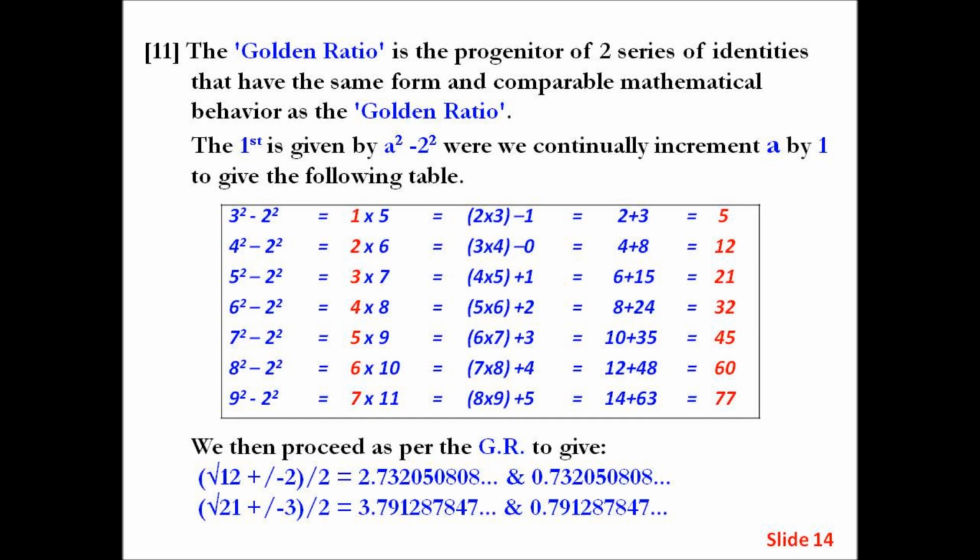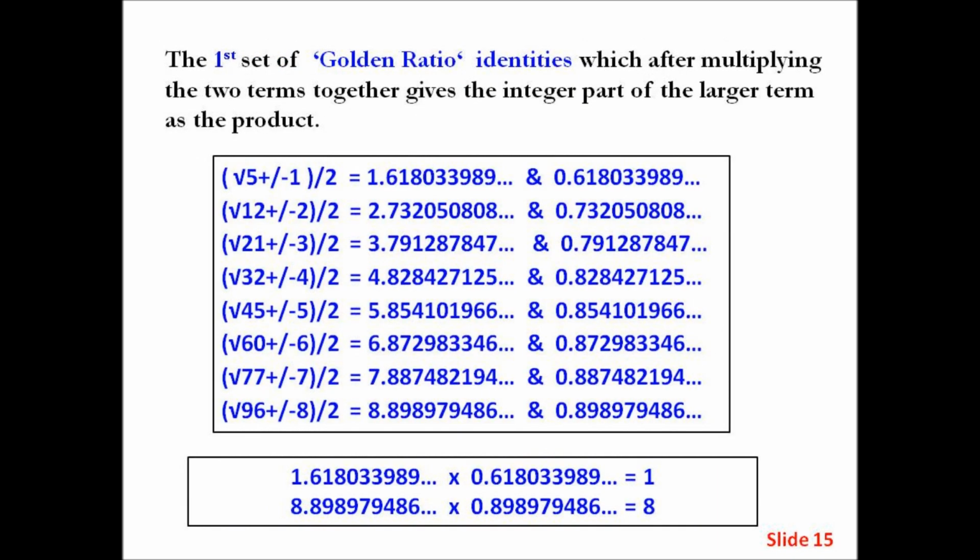2.732050808 and 0.732050808. Root 21 plus or minus 3 all divided by 2 is equal to 3.791287847 and 0.791287847. The first set of golden ratio identities, which after multiplying the two terms together gives the integer part of the larger term as the product, as shown in the bottom of the two tables.